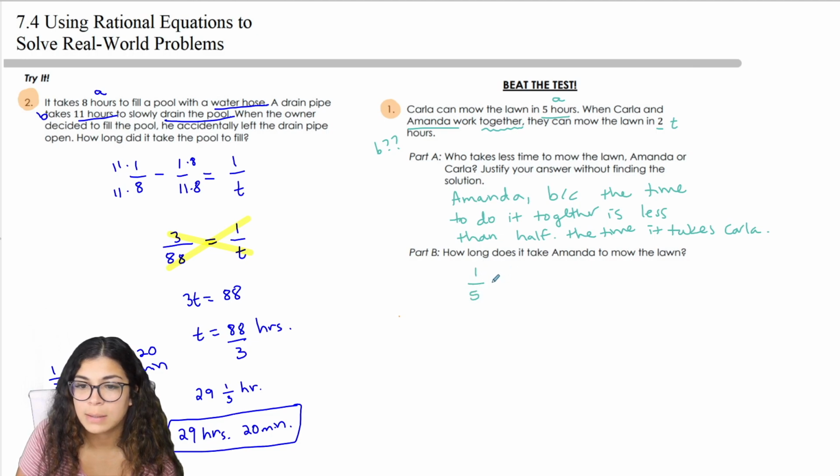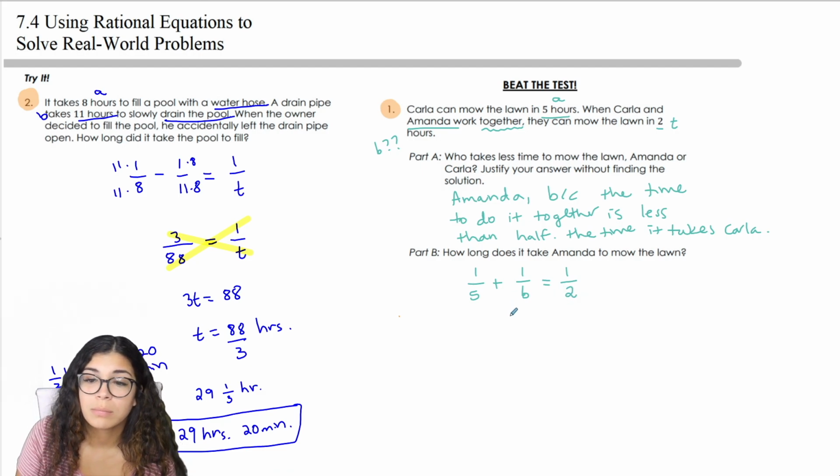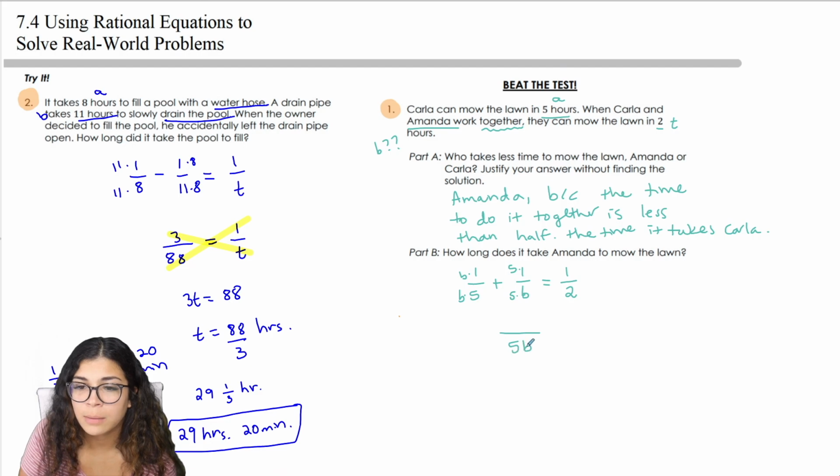1/5 represents the part of the job that Carla does per hour. And then 1 over B, that's what we're finding. How long does it take Amanda? And if they work together, that would equal 1 over the total time, 2. So let's go ahead and solve for this. Let's combine these two fractions. So I'm going to multiply by 5 and multiply by B. So I have a 5b denominator and I have b plus 5 in the numerator.